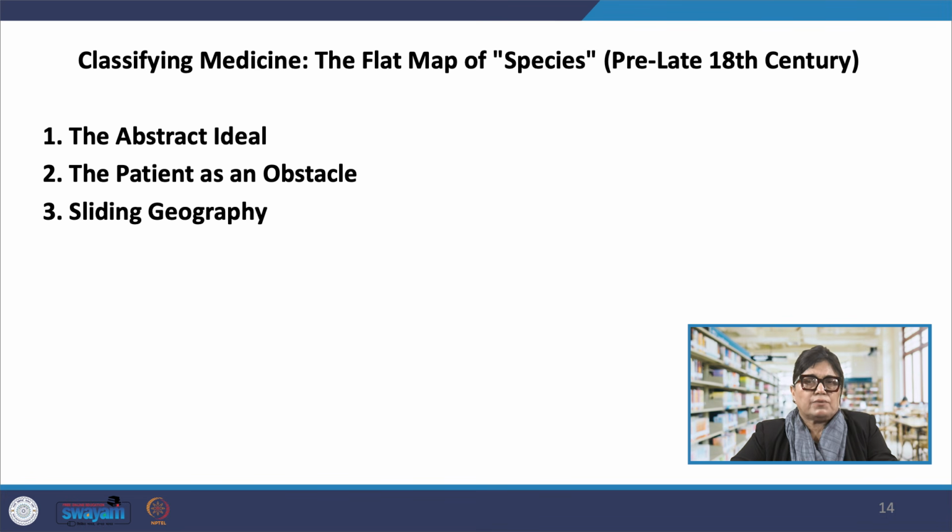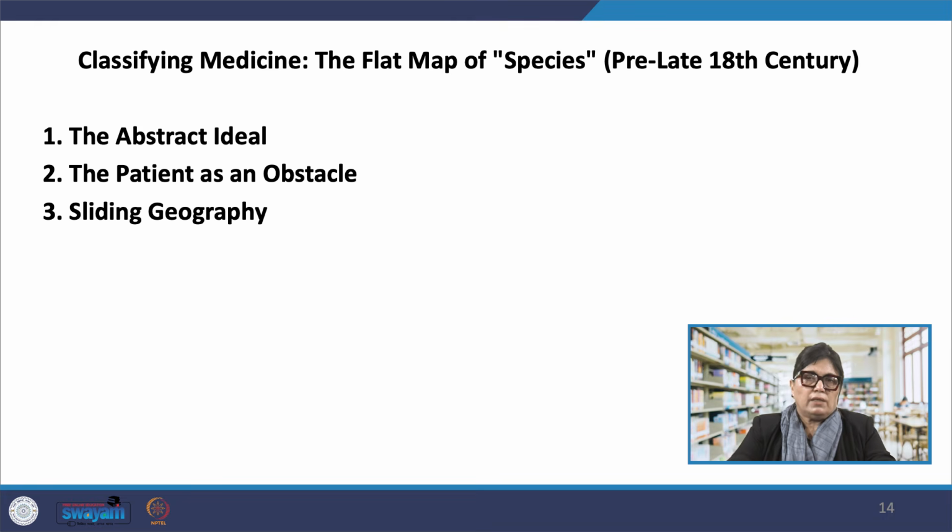The patient as an obstacle in classificatory medicine. The individual patient's unique body was actually a distraction. The doctor had to bracket off or subvert the patient's personal constitution to see the pure species of the disease clearly. Sliding geography: illness was not fixed to an organ. A spasmodic malady could freely migrate from the stomach to the lungs while remaining the exact same disease. The clinical question was conceptual. What family of illness is this?